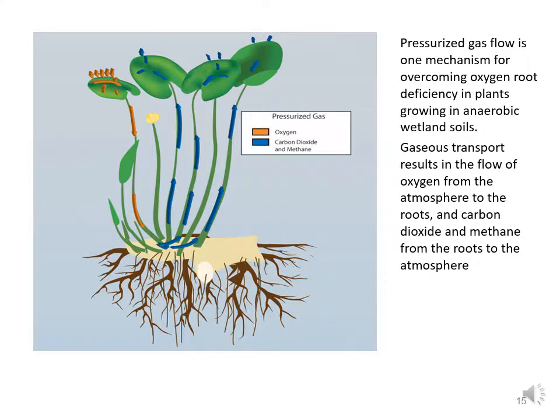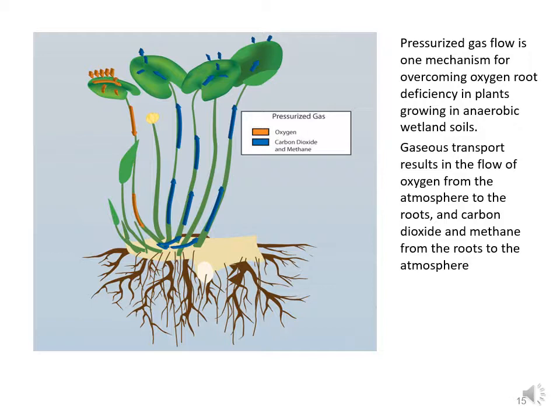Plants in wetland ecosystems use what we can call a pressurized gas flow. It's a mechanism for overcoming oxygen root deficiency in plants growing in these anaerobic wetland soils, which are always wet, always flooded with water. So the gaseous transport results in the flow of oxygen from the atmosphere to the root, and then carbon dioxide and methane leave the roots to the atmosphere.